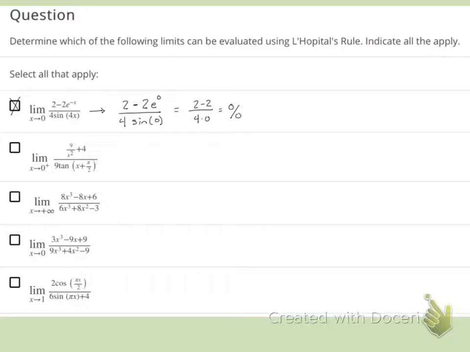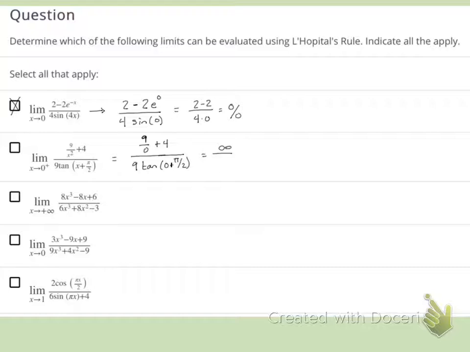For the next one, we're looking at the limit as x approaches 0 from the positive side. So we're only looking for positive values of x. So again, if we use direct substitution, we'll have 9 over 0 plus 4 over 9 tangent of 0 plus pi over 2. 9 over 0, so as this approaches 0, is going to infinity. And infinity plus 4 is still infinity.